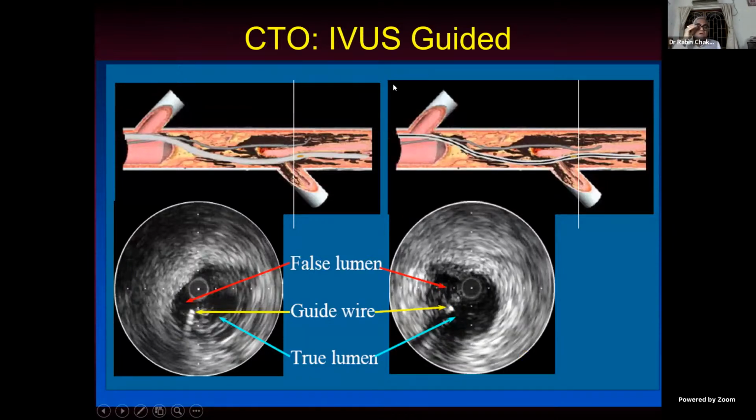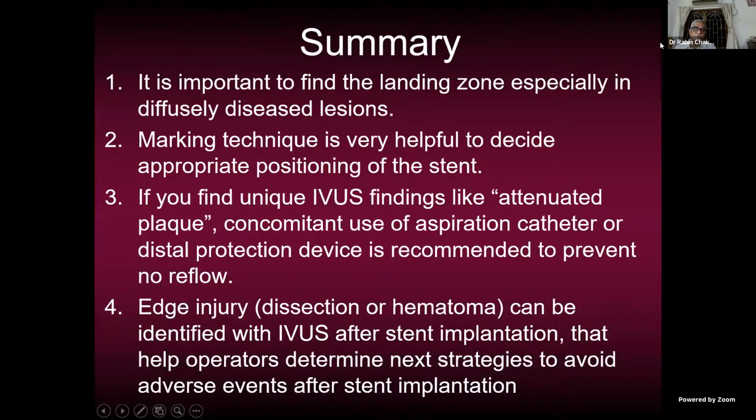CTO can also be done through IVUS guided. You can find out the true lumen and false lumen by IVUS. Then accordingly, you can advance your guide wire and find out the true lumen and then advance the guide wire to track it through the totally occluded segment, particularly chronic total occlusion segment. IVUS is a very, very useful tool for such procedure.